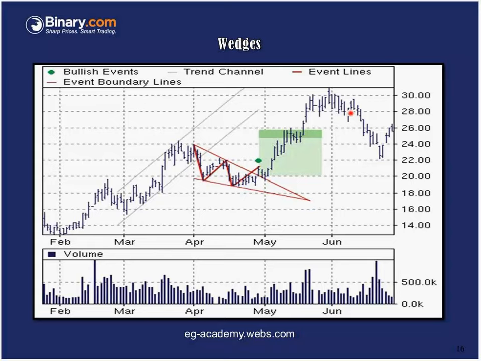Volume should diminish as the pattern forms. The pattern is confirmed when prices break above the upper trend line. The bearish counterpart appears with converging trend lines pointing slightly upward.